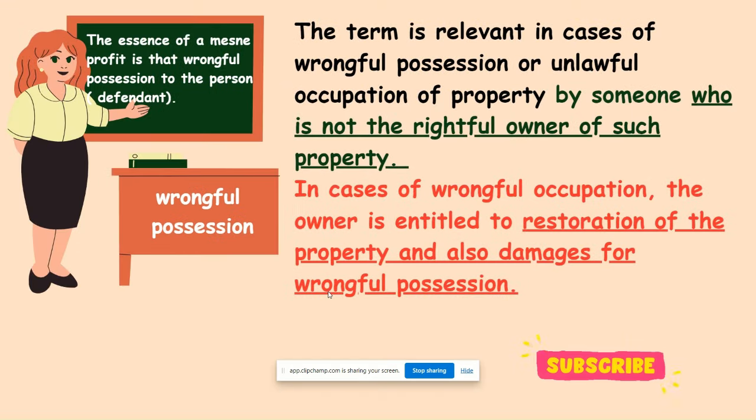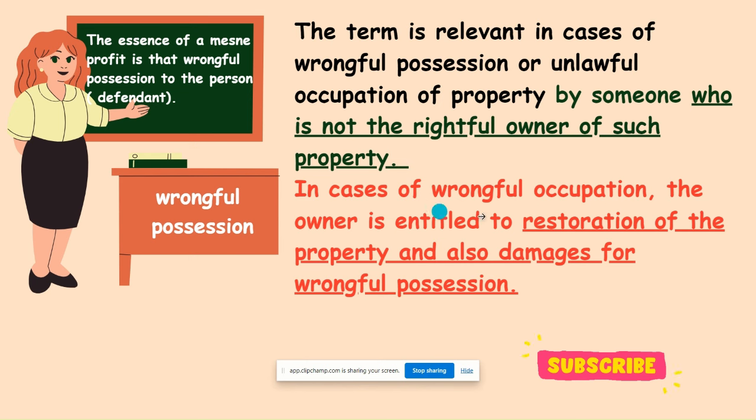And then इस कंसेप्ट को हम इलाबोरेट करेंगे. The term is relevant in case of wrongful possession. The essence of mesne profit is wrongful possession to the person. ये इसका essence आ गया. The term is relevant in cases of wrongful possession and unlawful occupation of property by someone who is not the rightful owner of such property. उसे कोई हक नहीं है पर वो उससे he is occupying that property. वो property occupy करके रखा है.